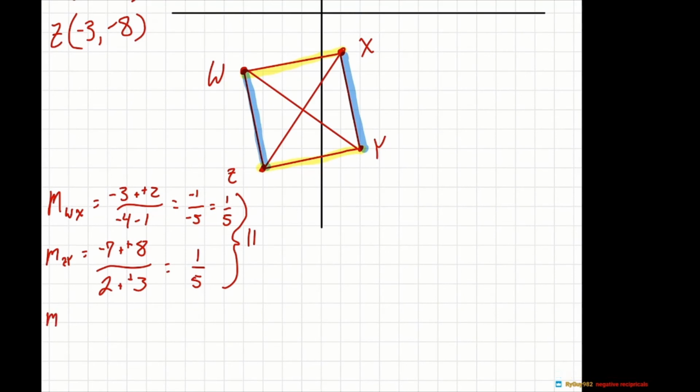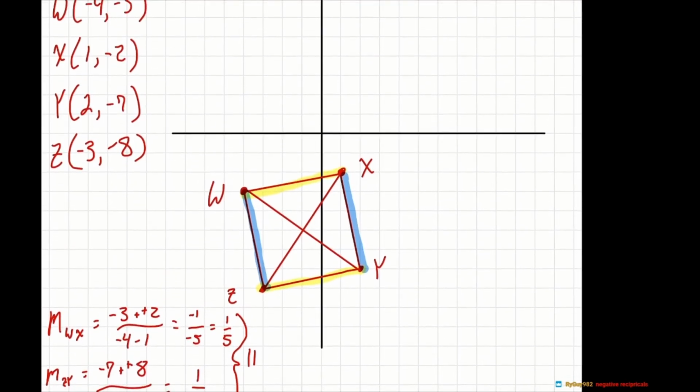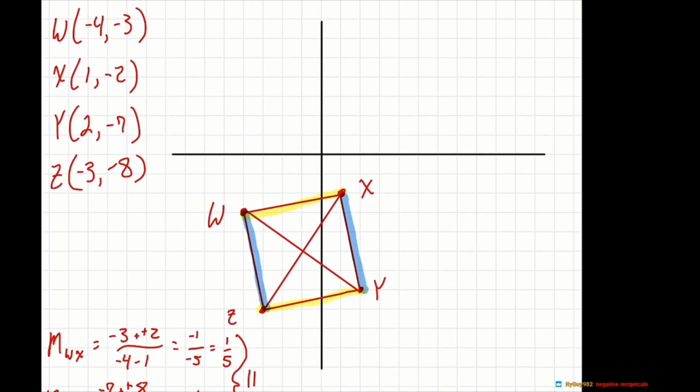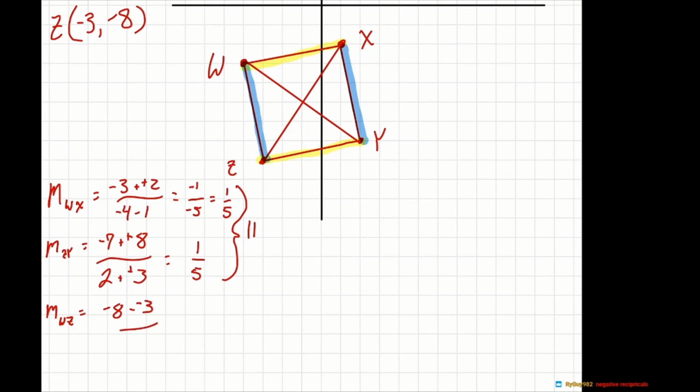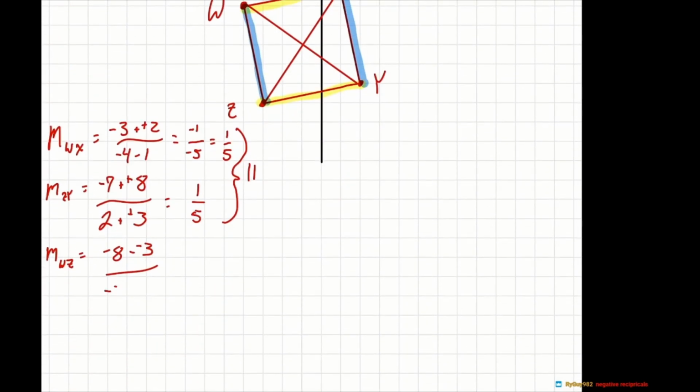So the slope of WZ. That's why I like these, because you should know that they are negative reciprocals right off the bat. You can have an expectation of what the answer should be. So WZ is going to be negative 8 minus negative 3 over negative 3 minus negative 4. Bunch of double negatives again. Switch them to addition. I get negative 5 on the top over positive 1 on the bottom. Exactly what we should have expected.